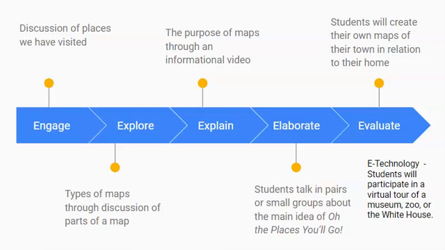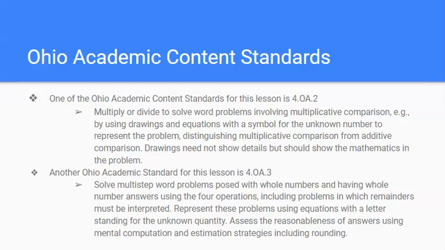So the content standards from the Ohio Academic Content Standards are for 4th grade. The first one says that students need to be able to multiply or divide to solve word problems involving multiplicative comparison by using drawings and equations with a symbol for the unknown number to represent the problem, distinguishing multiplicative comparison from additive comparison. Drawings don't need to show details, but they should show the mathematics in the problem. So that would be like using models.